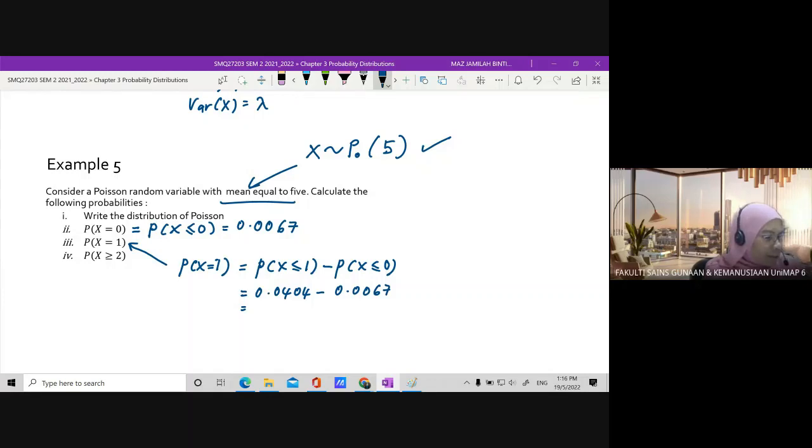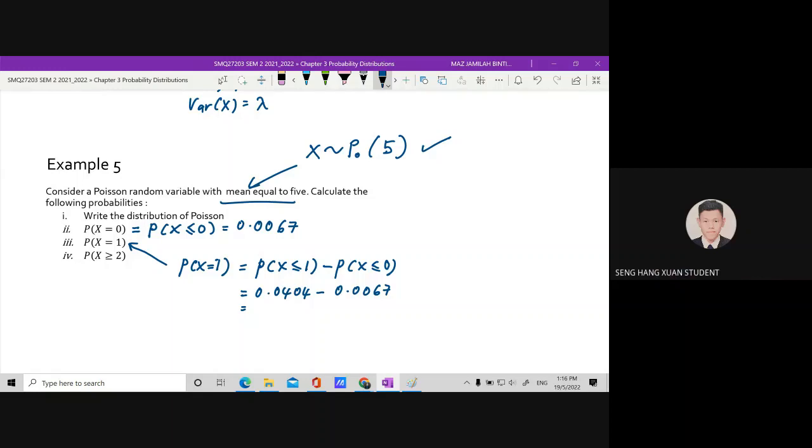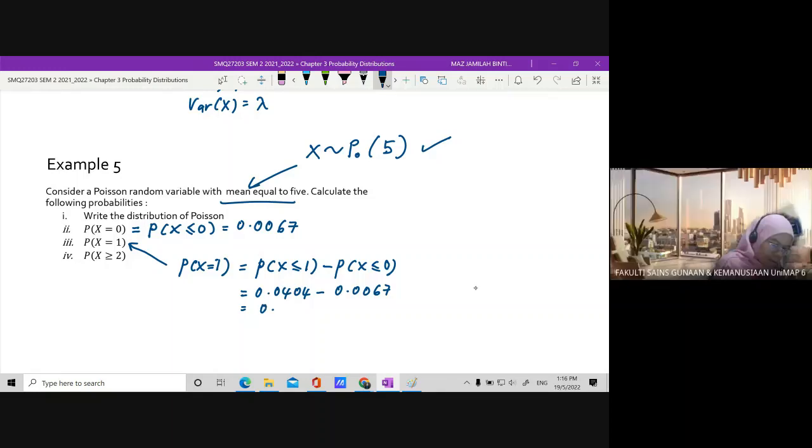What is the value? 0.0337. Okay, since this is a very simple question, you can either use your cumulative table or you can directly use your formula.